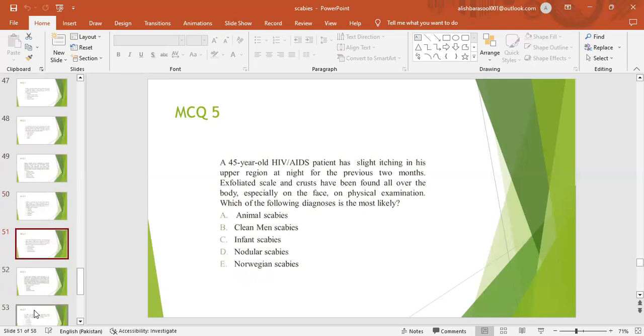A 45-year-old HIV/AIDS patient has slight itching in his upper region at night for the previous 2 months. Exfoliated scale and crusts have been found all over the body, especially on the face, on physical examination. Which of the following diagnoses is most likely? Animal scabies, clean man scabies, infant, nodular, or Norwegian? No, it's E, Norwegian scabies.